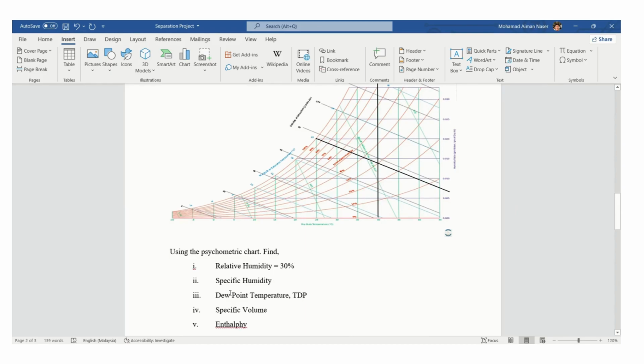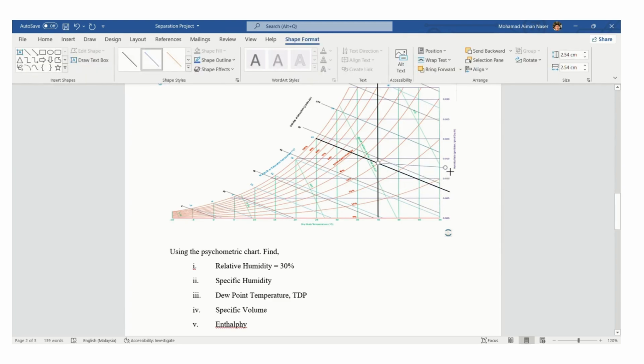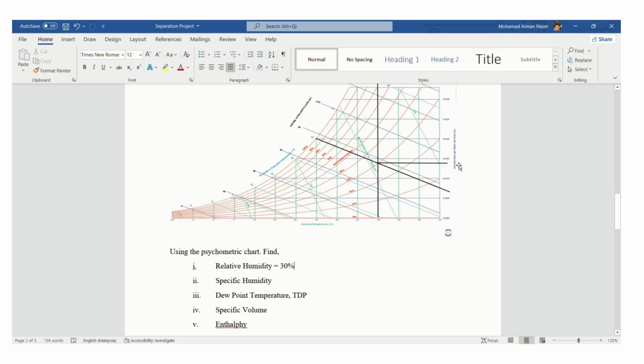Now we will do the specific humidity. So I take the line. So here is the specific humidity or humidity ratio. So it's the intersection. Now I make a line to the humidity ratio. So the line of the specific humidity or humidity ratio is between 0.01 and 0.05. We assume that the specific humidity is equal to 0.014 because the line is near to the 0.015.